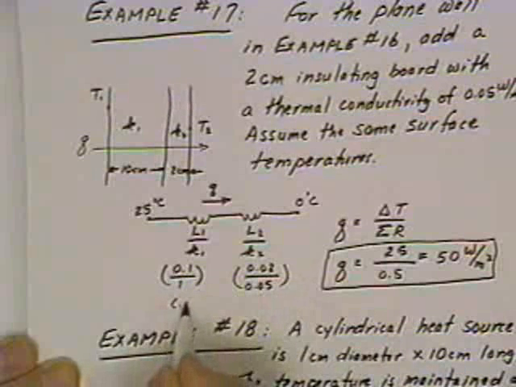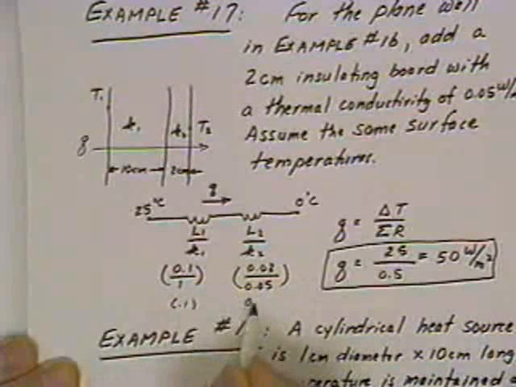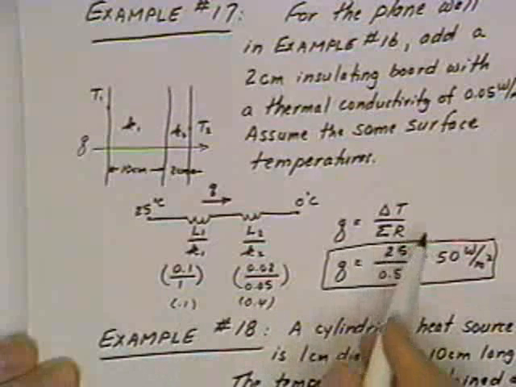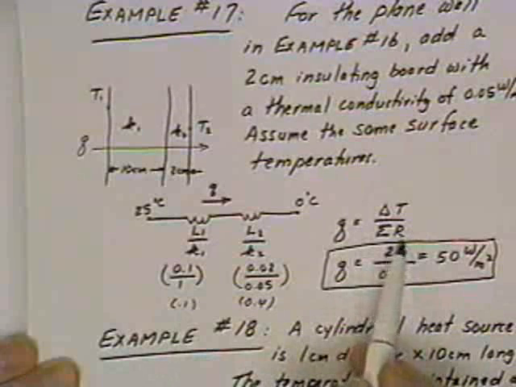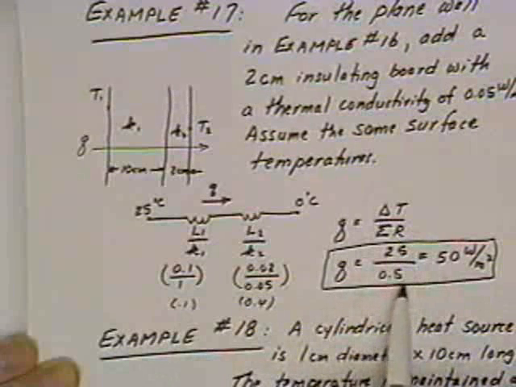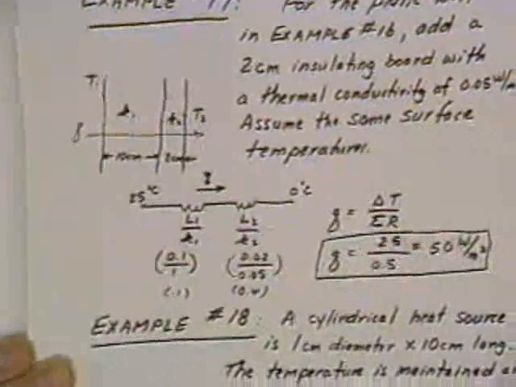and this is 0.1 and this is 0.4. So you sum these two resistances up, and the total resistance turns out to be 0.5. And so delta T over the sum of the R's of 0.5 gives us the heat transfer. So that's 25 divided by 0.5, which is 50.